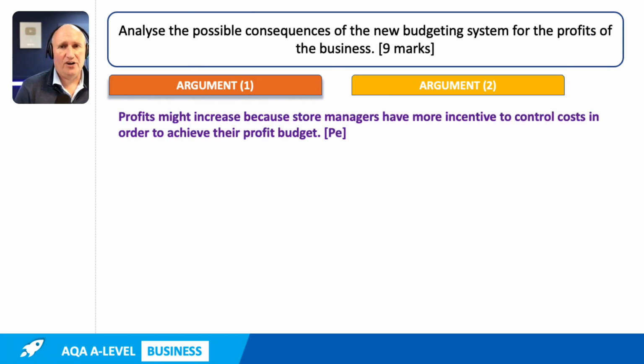So let's have a look at the first argument, and as always we use pecan, so we state our point up to that first full stop. Profits might increase because store managers have more incentive to control costs in order to achieve their profit budget. So it's going to basically argue better cost control, because clearly if costs fall, profits will benefit.